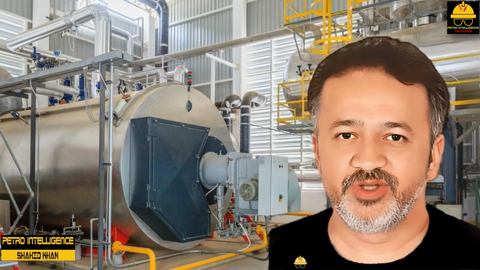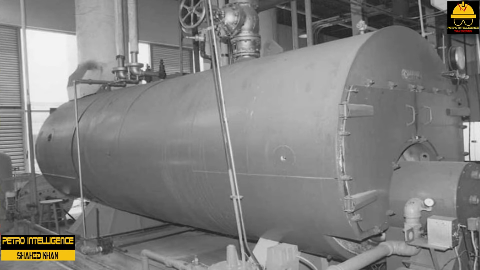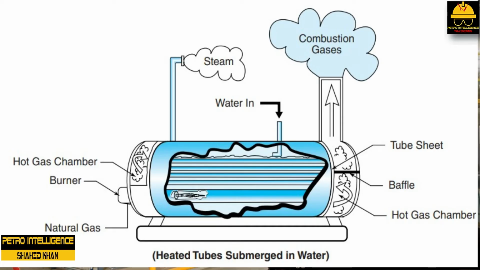A fire tube boiler shown in these pictures consists of a boiler shell with feed inlet and outlet connections, fire tubes, a combustion tube, burner, feed water inlet, steam outlet, combustion gas exhaust port, and tube sheets.